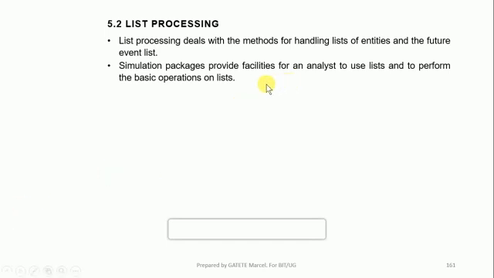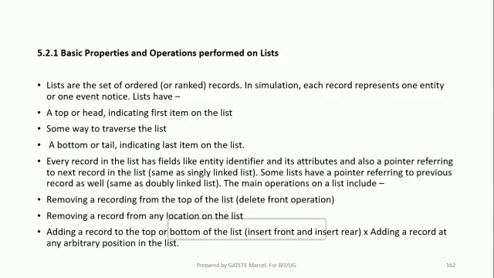Simulation packages provide facilities for an analyst to use a list and to perform basic operations on the list. So the analyst has the opportunity to make lists and perform some basic operations on those lists. What are the basic properties and operations performed on the list? Lists are a set of ordered or ranked records. It is a list of records.